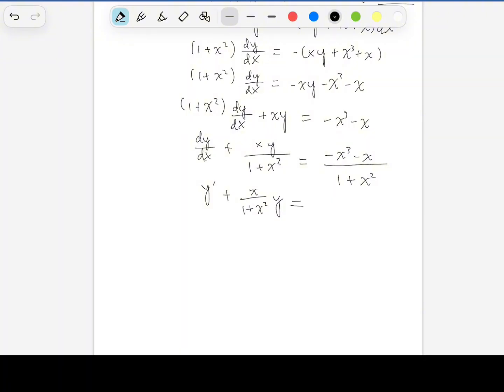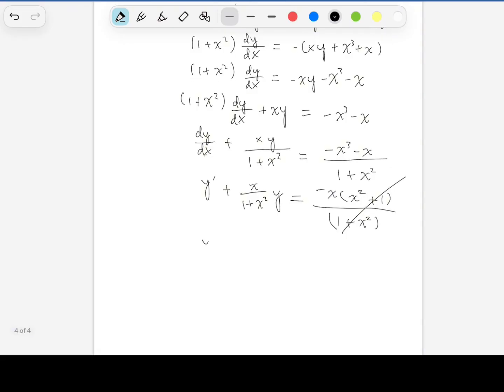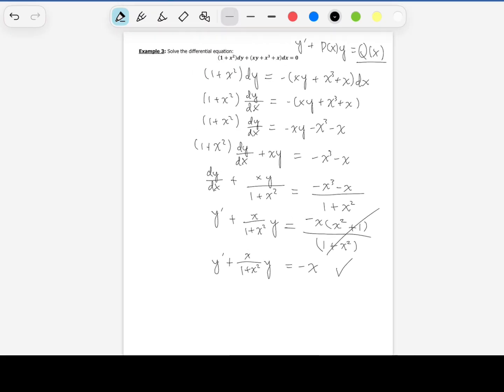Now, I am going to factor out a negative x in the numerator, because that leaves us with x squared plus 1, and voila, doesn't that cancel with the bottom? How beautiful. So let's rewrite what we have. And this is in standard form. Finally, that was quite some work just to get to step 1.